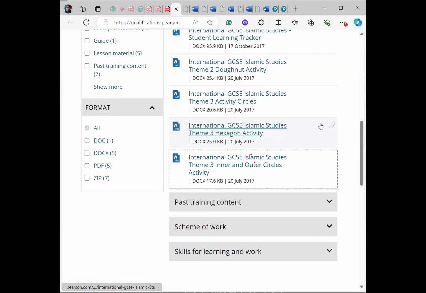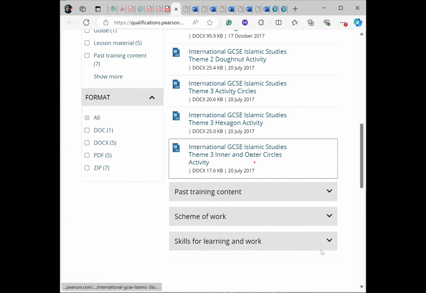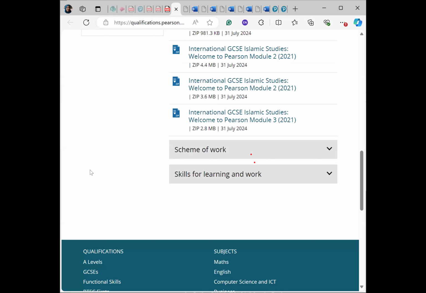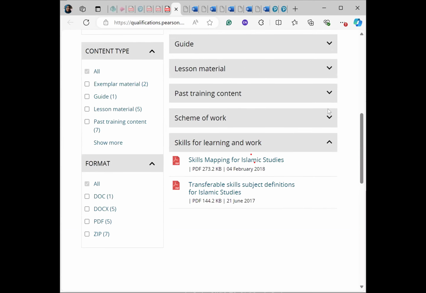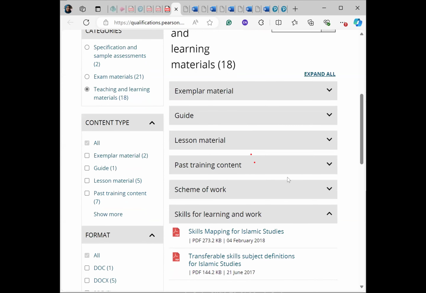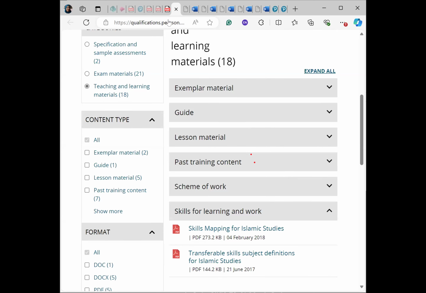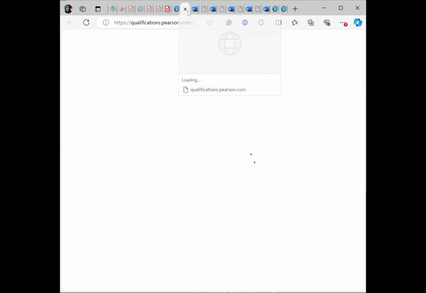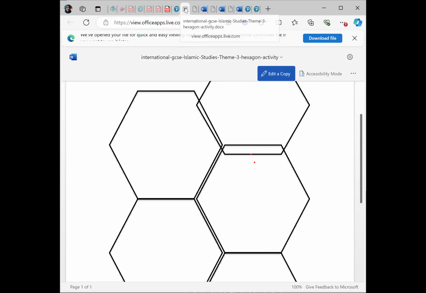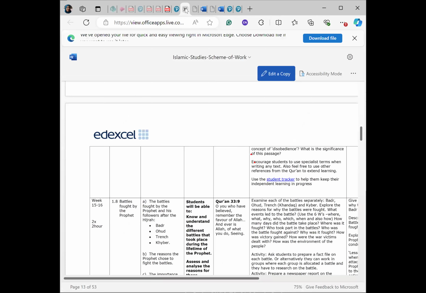So I hope this link is useful to you, and past training contents are also there. So you can see all these later on. Some of them are zipped documents, but you can always have a look at them in your own time. From Pearson, you can get this skills mapping for Islamic studies. And what are the transferable skills from here? All that is part of there, okay? So I must just close all these tabs so that I can bring my PowerPoint back. Any questions whilst I'm doing this, please?